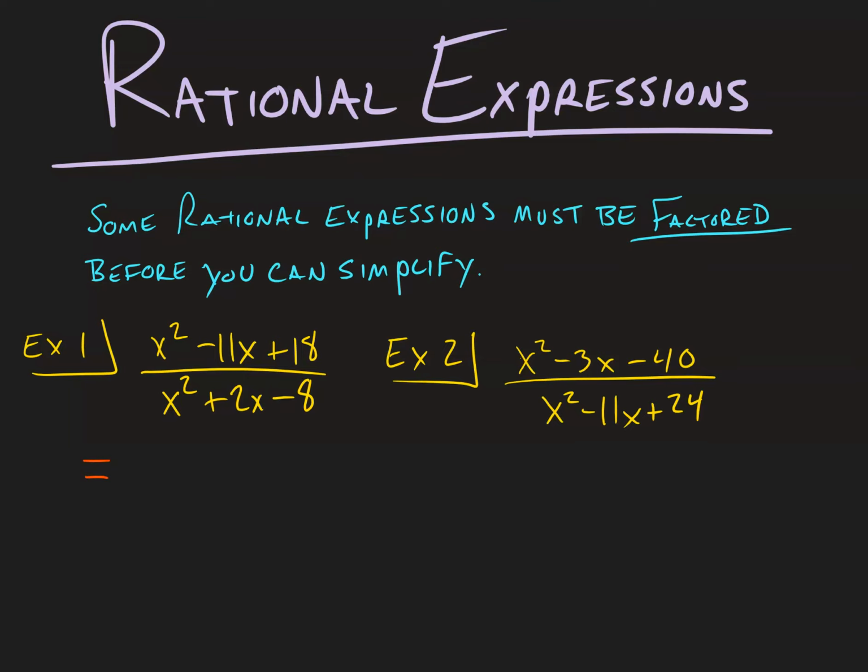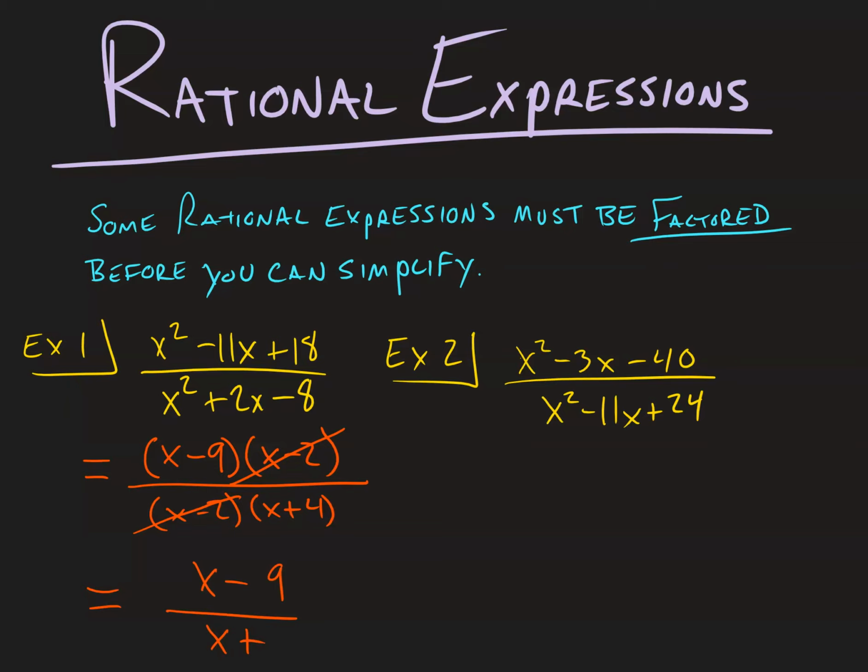So x squared minus 11x plus 18 can be factored to x minus 9 times x minus 2. And x squared plus 2x minus 8 can be factored to x minus 2 times x plus 4. So, since both the numerator and the denominator have a factor of x minus 2, now we can cancel out these two factors. They divide to equal 1, so we're left with a simplified rational expression of x minus 9 over x plus 4.